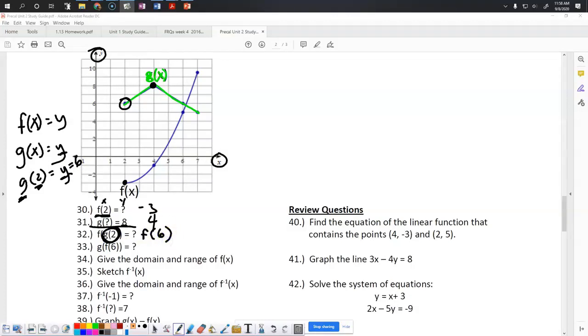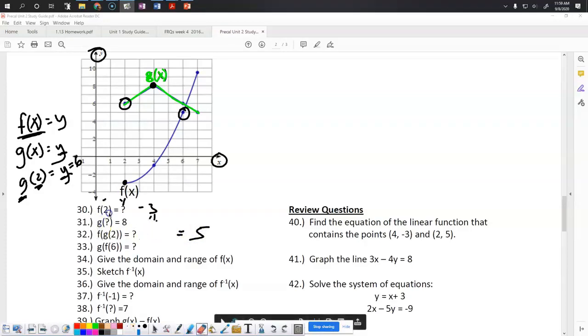Now I need to figure out what's f of 6. So the number in parentheses is an x, so that's x equals 6. What's the y value that goes with that? So on the blue line, the f function, when x equals 6, what's the y value? That would be 5. Okay. Next one we'll look at.